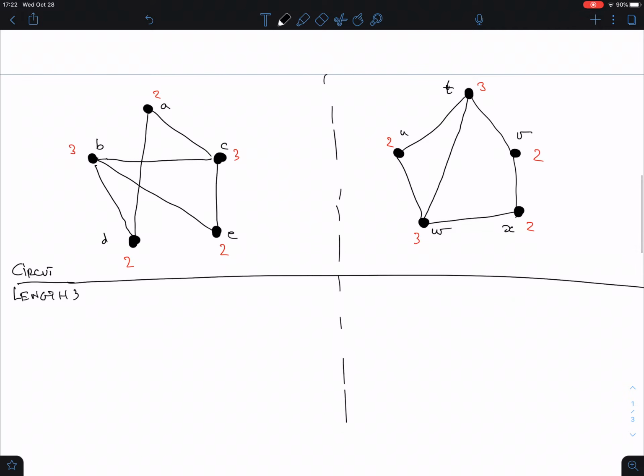So let's look at length. What about length 2, by the way? What is a path of length 2? Does it exist? A circuit of length 2?